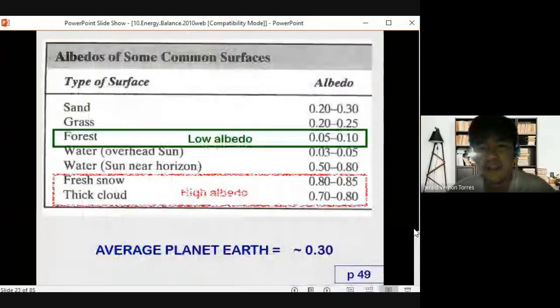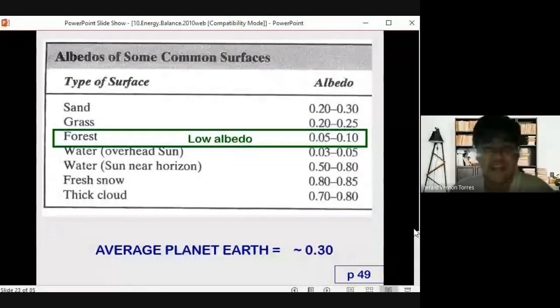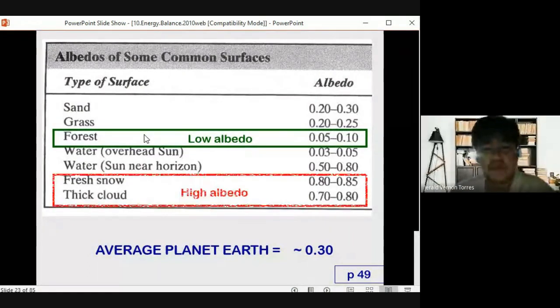Okay, let's go to this table and let's try to analyze the albedo. Tatandaan niyo, sa forest, mababa yung albedo. Tapos sa snow and thick clouds, mataas ang albedo. Sige nga, unahin natin yung forest. Bakit mababa yung albedo ng forest? Meaning nun, hindi nakaka-reflect ng light o hindi nagba-bounce back yung light sa forest. Bakit kaya?